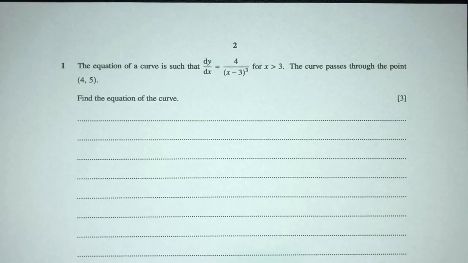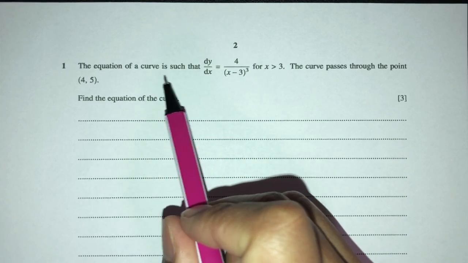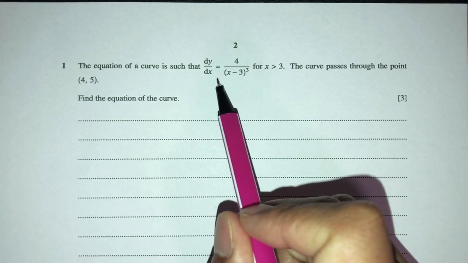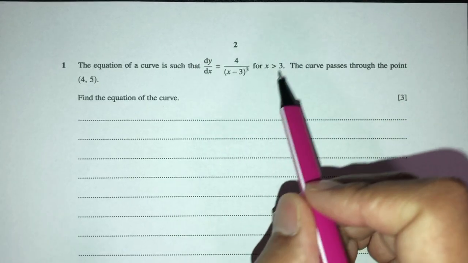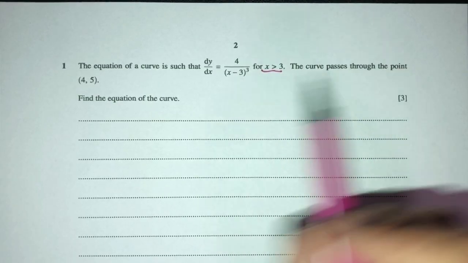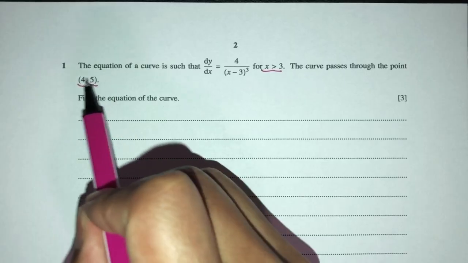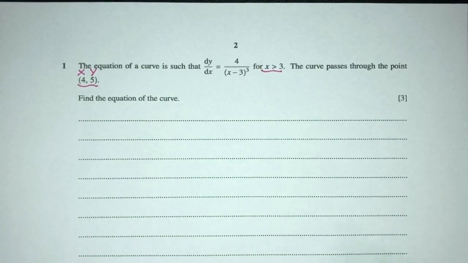Let's move on to question number 1. The equation of a curve is given to you such that dy by dx is this. Right, so we don't have the equation, we have dy by dx for x more than 3. The curve passes through the point, so it has a passing point. Obviously, this is the x and y coordinates, respectively. Now, obviously, they give you something, we have to use it in the question.